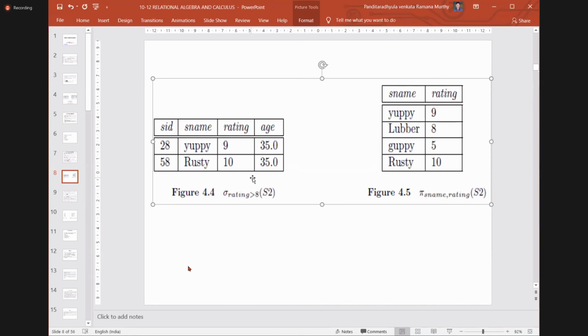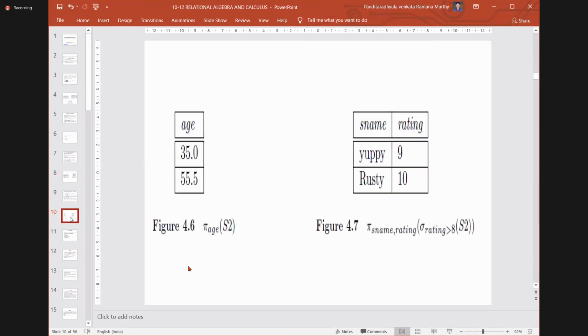Here I could use only the age column. If we use age unconditionally, we will get something. But if we use S name and rating based on a condition, I can use the select operator to select rows where rating is greater than 8, which gives those rows' information completely. Now I can filter only S name and rating. This is the result in figure 4.7.